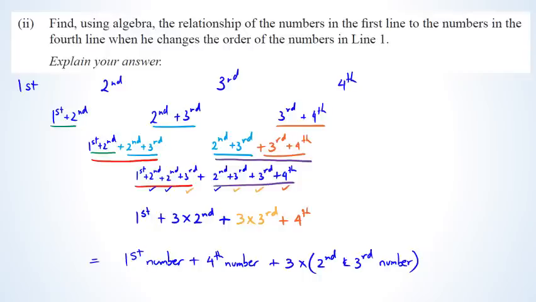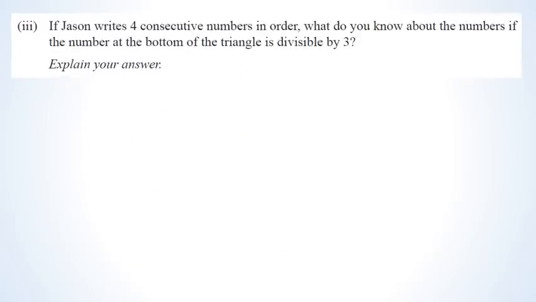Okay, so let's see what they're trying to do in the next question. So in this case, they're saying that if Jason writes 4 consecutive numbers in order, what do you know about the numbers if the number at the bottom of the triangle is divisible by 3? Okay, so first off, if I was to do this, I'm going to put down x, then my second number would be x plus 1, third number would be x plus 2, and fourth number would be x plus 3. Now according to my formula from my previous one, I had the first number, which is x, plus the last number, which is x plus 3, plus 3 times the second number plus the third number.